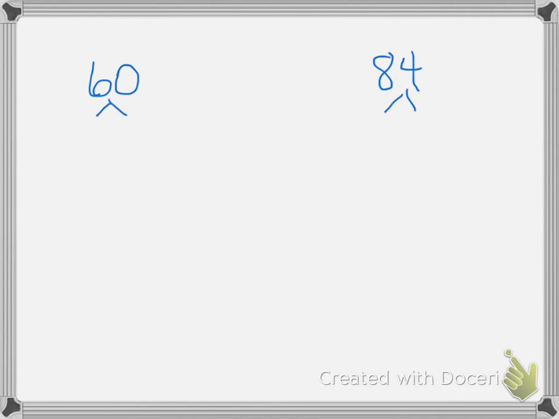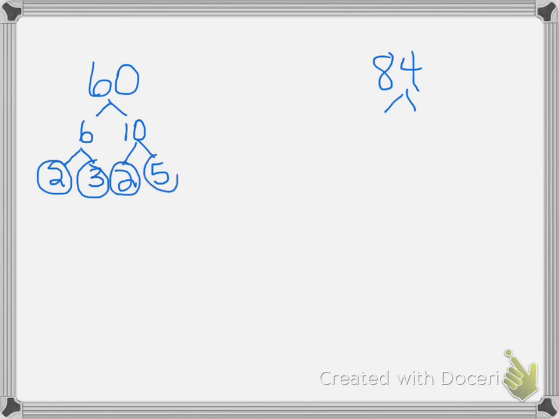Let me just start with 60, and I'm going to go with 6 times 10 is 60. And of course they're not prime, so I'm going to keep working. 2 times 3 is 6. I'm going to circle these because they're prime. 2 times 5 would get me 10. Okay, again, I'm done with my prime numbers.